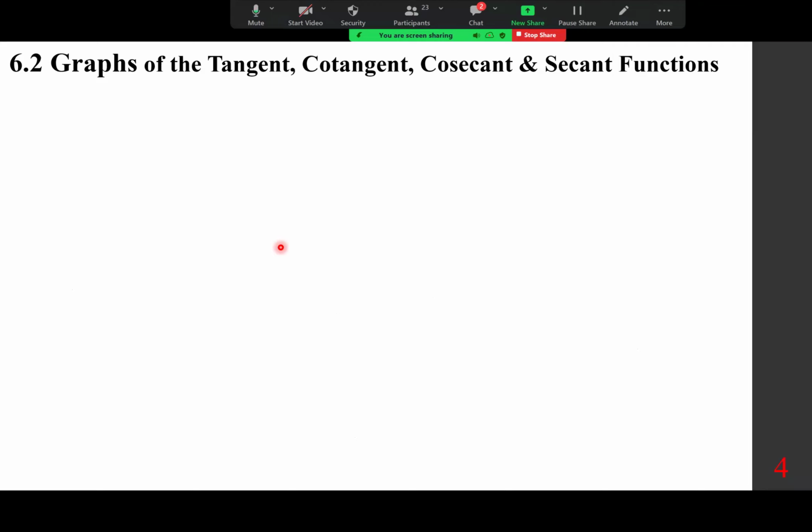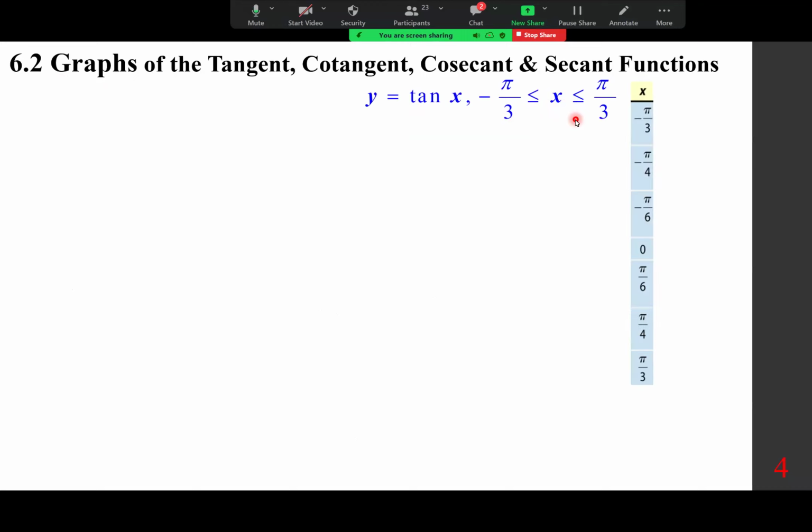Let's look at other graphs. And in 6.2, we're going to look at graphs of the tangent, cotangent, cosecant, and secant function. And we're going to start with tangent. So let's assume we want to graph y equals tan x, and it's somewhere between negative pi over 3 and pi over 3. So all you have to do is evaluate the function at a few points. For example, let's first start with 0.